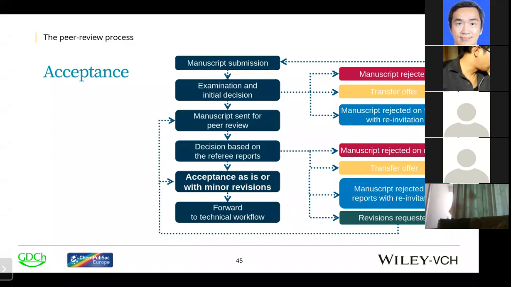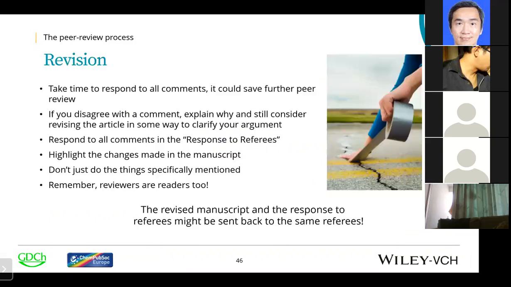Of course, for manuscripts with positive reviewer feedback, once the authors have successfully addressed all the concerns from the reviewers, the manuscript will be ready for acceptance. In this case, revision will be quite important. We expect authors to take time to respond to all comments, and it could really save their peer review. And of course, authors do not necessarily have to agree with all the comments raised by reviewers. If authors disagree with a comment, they need to explain why and still consider revising the article in some way to clarify the argument. In our case, we want the authors to respond to all the comments in the response to referees box, so it could facilitate the peer review process.